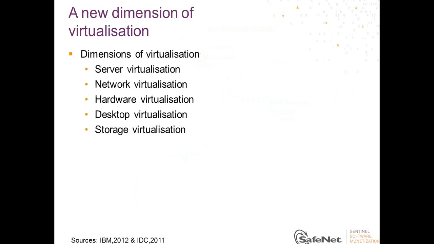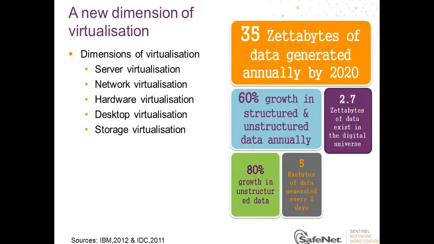So if we take a little look at the types of virtualization in a bit more detail, there are quite a few there, 5 or 6. The list is in chronological order, from where we started, which was server virtualization, going right the way through to the most recent, which is storage data virtualization. We've got some statistics here from the IDC and IBM, and we can see that today we have 2.7 zettabytes of data which exists in the digital universe, and we're expecting that to increase quite substantially to around 35 zettabytes of data in the year 2020.